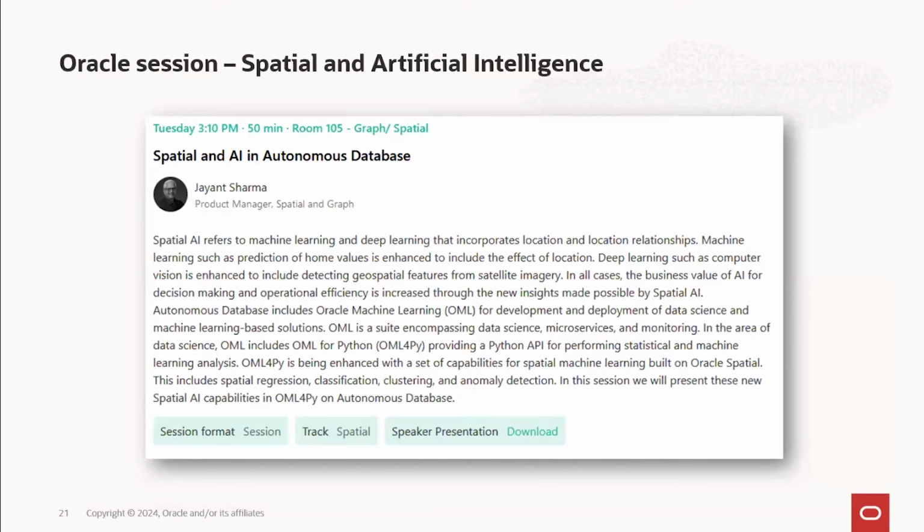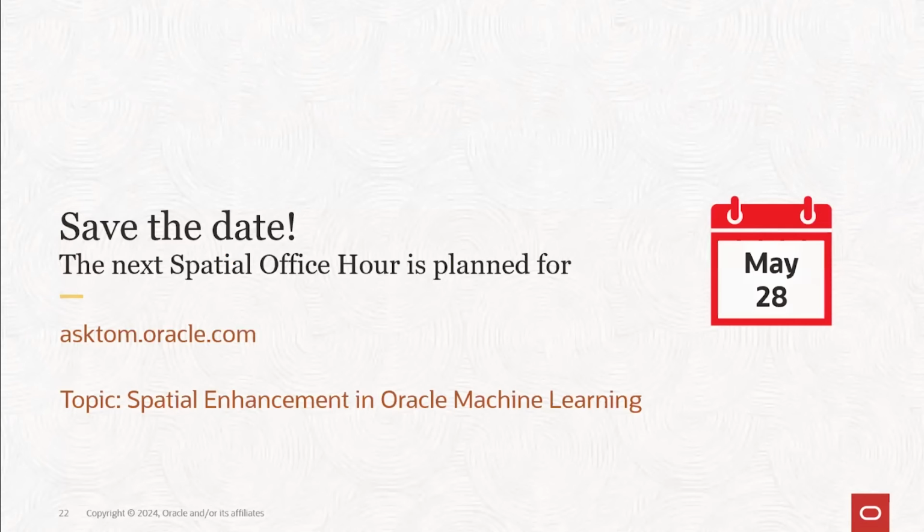Now, the next session in the spatial track was one which is probably going to address Nasir's question, which we had in the Q&A, a session on spatial and artificial intelligence, Jane, which you had prepared. But in order to do it justice, we have decided that it really deserves a dedicated session. So we have tentatively scheduled the next Spatial Office Hour for May 28th, and the topic will be the spatial enhancements in Oracle Machine Learning.